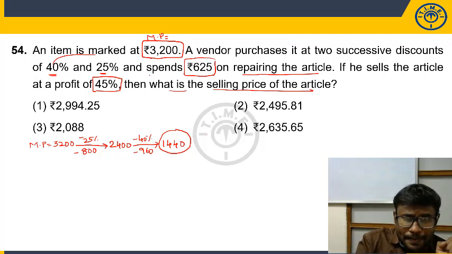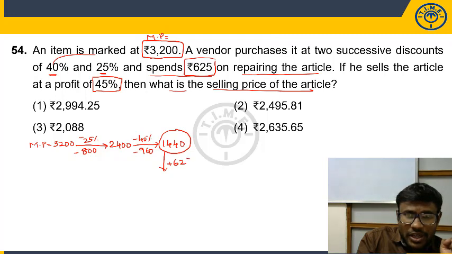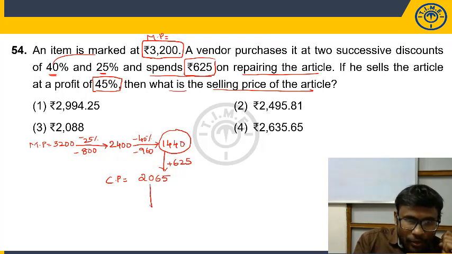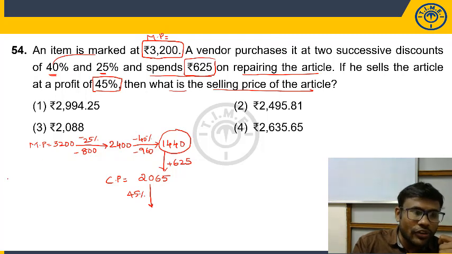Now what does he do? He spends 625 on repairing the article. So on this article, he is spending 625. So what is the investment on this? 2065. So the total investment on the article for that vendor is 2065. Now he is selling at a profit of 45%. Now let us calculate the profit.